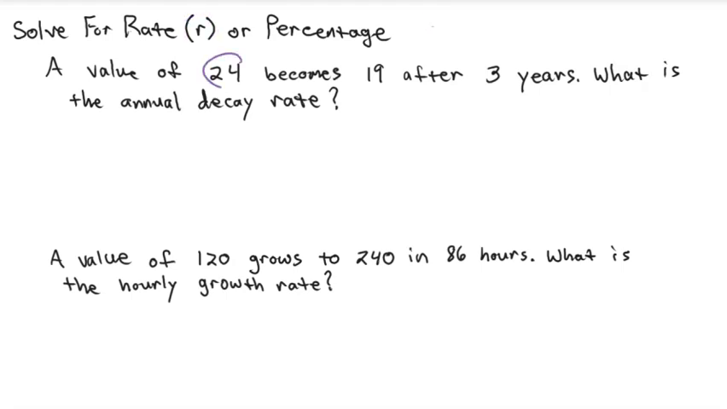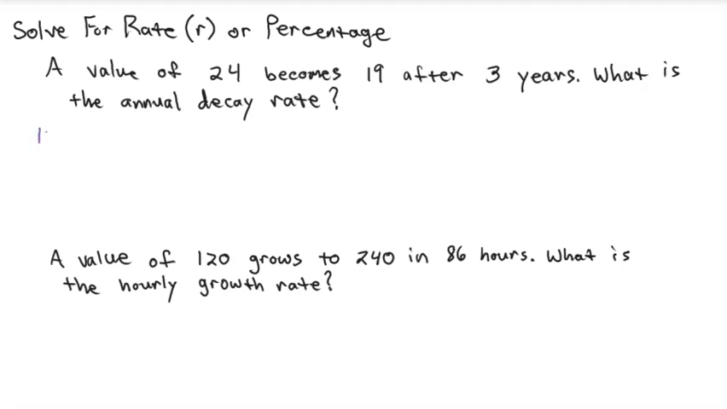Let's say we have a value of 24 that becomes 19. So the value is becoming smaller, okay? 24 down to 19. That means this is a decay. That means the r is going to be a minus r in this case. After 3 years, what is the annual decay rate? Now, we're not going to put the negative in the r. We're just going to know that it's being subtracted, okay?